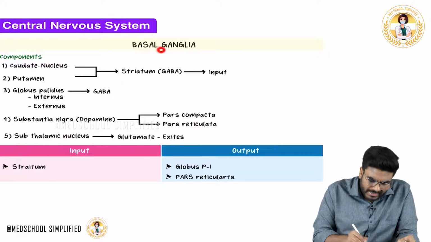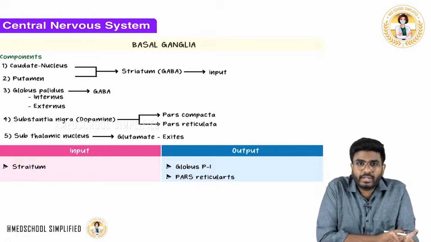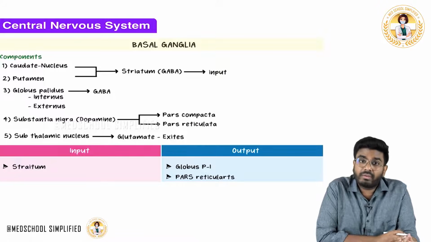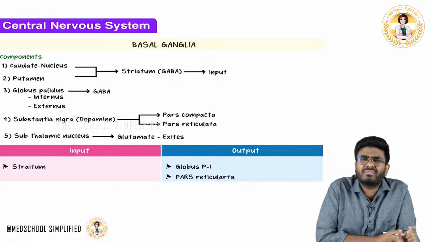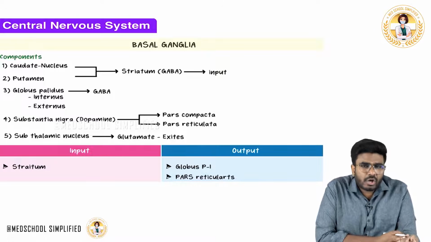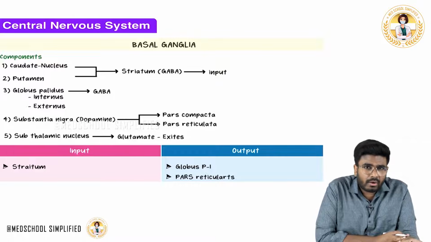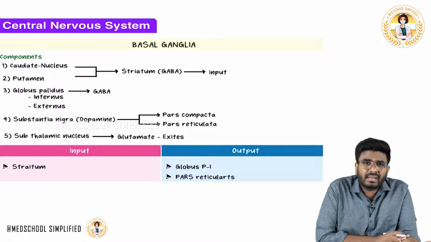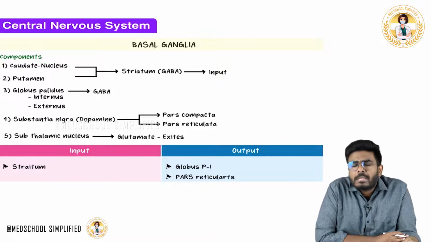So what exactly does ganglia mean? Ganglia mean a collection of neuronal cell bodies in the peripheral nervous system. We have the dorsal root ganglia. So ganglia is a word which should be used in the peripheral nervous system. The collection of neuronal cell bodies in the peripheral nervous system should be called ganglia. We have dorsal root ganglia, sympathetic ganglia.